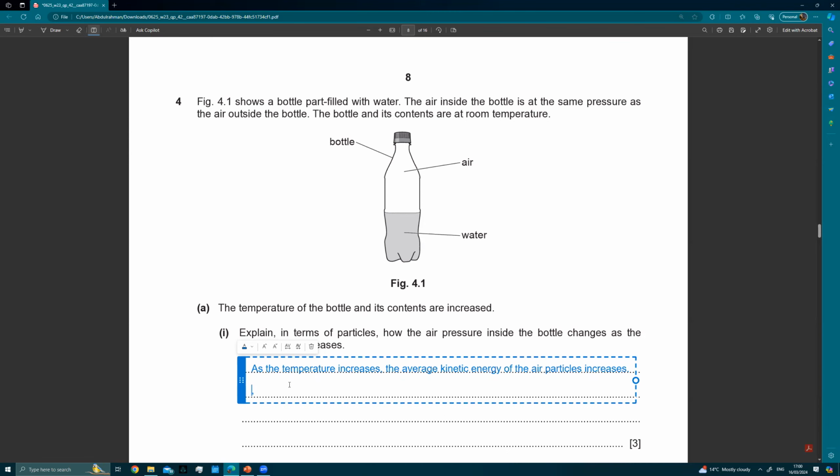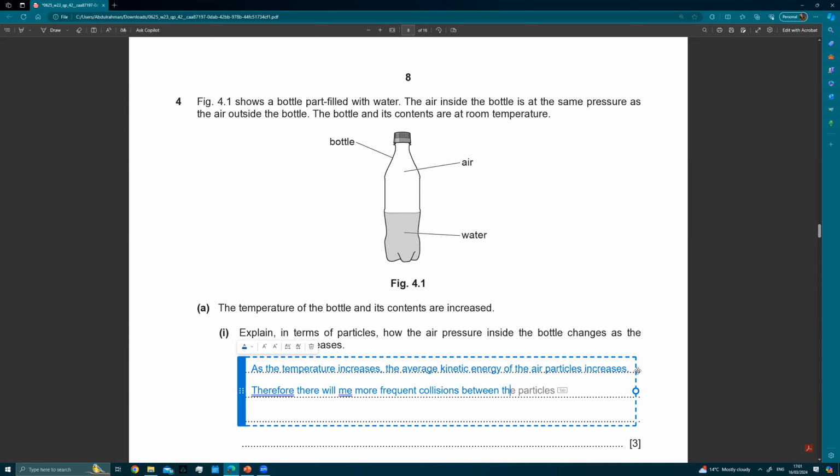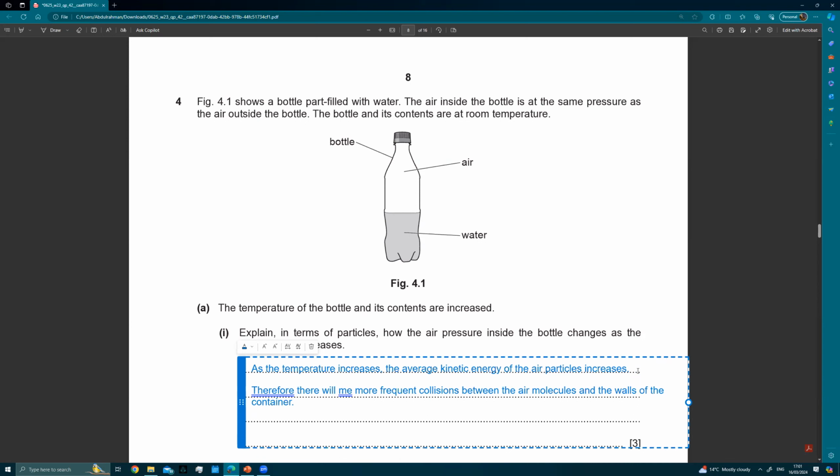Because each particle has more kinetic energy, its speed will increase. Because your air molecules are now moving faster, they're going to collide more frequently. So you're going to have more frequent collisions. I'm going to write that down. Therefore, there will be more frequent collisions between the air molecules and the walls of the container, or the walls of the bottle.